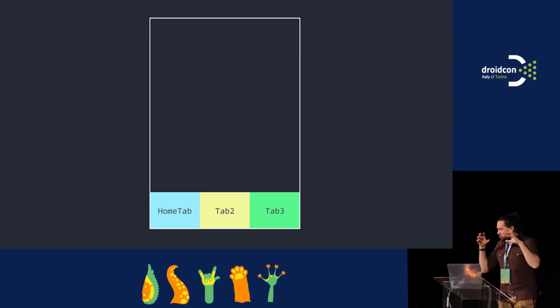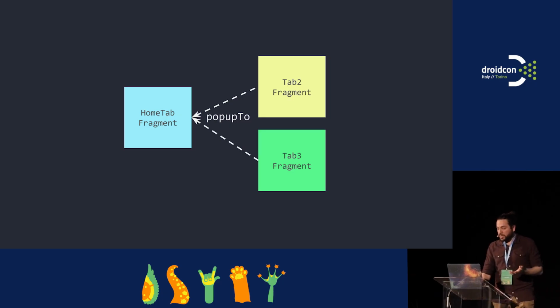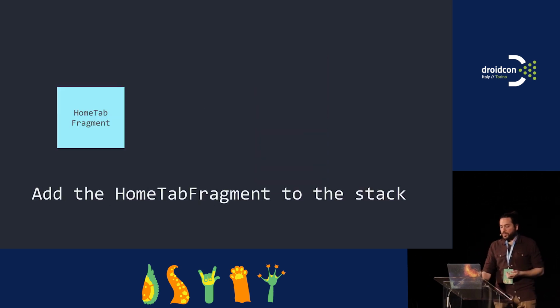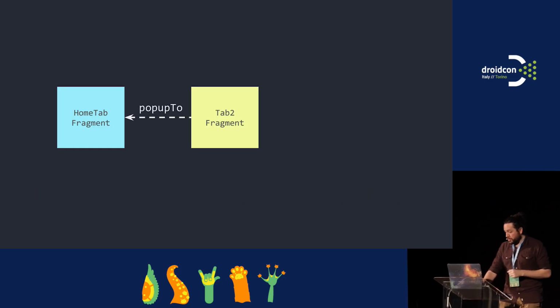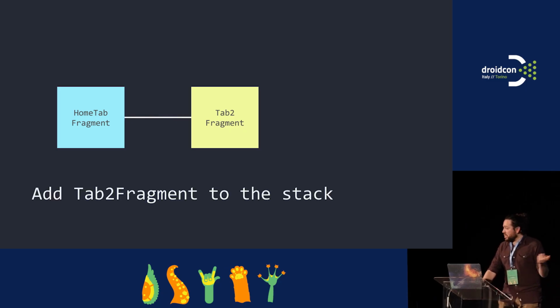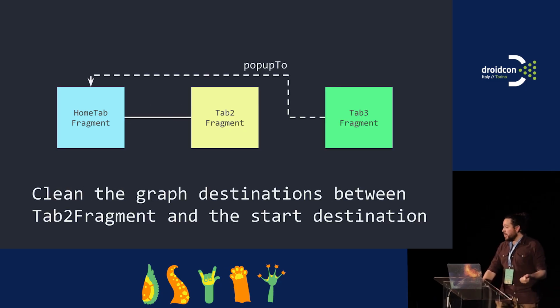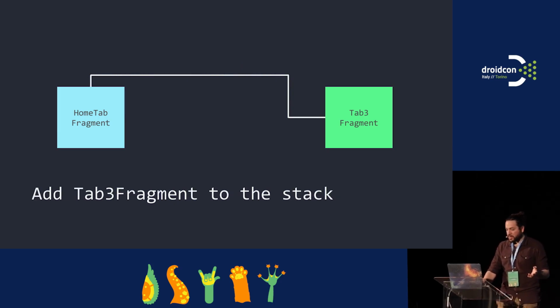So if we take an example and try to figure out what's happening for real, we have these three tabs: home tab, tab 2, and 3. They are both linked to the home tab fragment in terms of pop-up to. So when the user opens the app, we open the home tab fragment. Then we want to add tab 2. Okay, it's added. And when we want to add tab 3, then we notice that actually tab 2 should not be on the backstack anymore. And it's dismissed directly from the backstack.